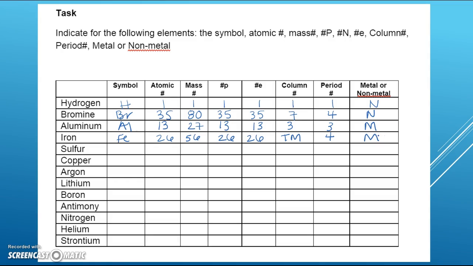Sulfur, well, it's the last one we'll do together, is S. The atomic number is 16. Mass number is 32. The number of protons is the same as the atomic number, so 16. Again, we're assuming it's neutral, so these two columns should always be equal. And this one is equal to the atomic number. All right, the column number for sulfur is 6, and the period is 3. And it is a non-metal.